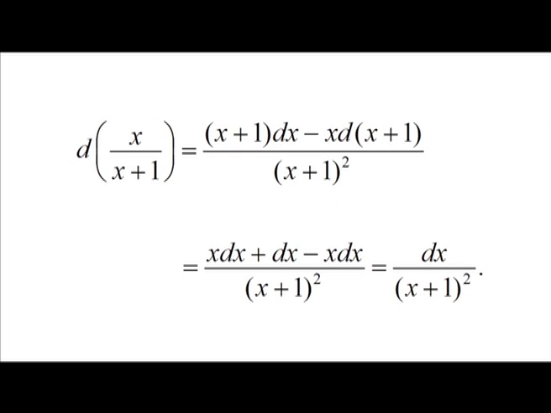As an application of the quotient rule, with u is equal to x and v is equal to x plus 1, we find that d of x by (x plus 1) is equal to ((x plus 1) dx minus x times d of (x plus 1)) all divided by (x plus 1) all square, which is equal to (x dx plus dx minus x dx) all divided by (x plus 1) all square, which is equal to dx by (x plus 1) all square.